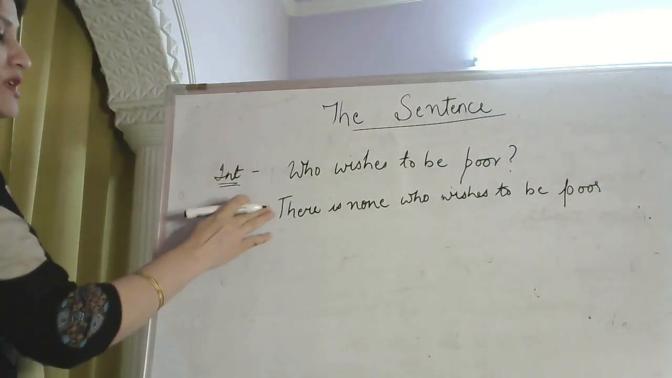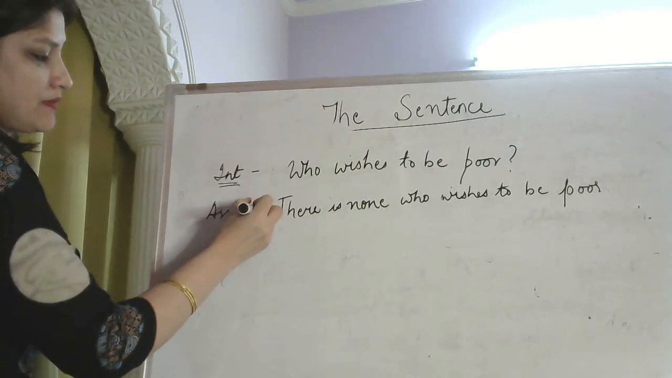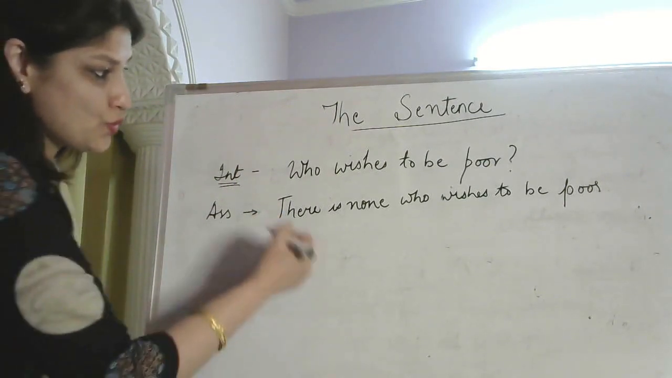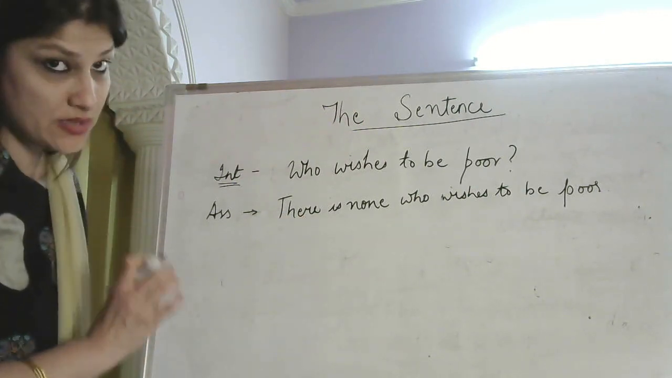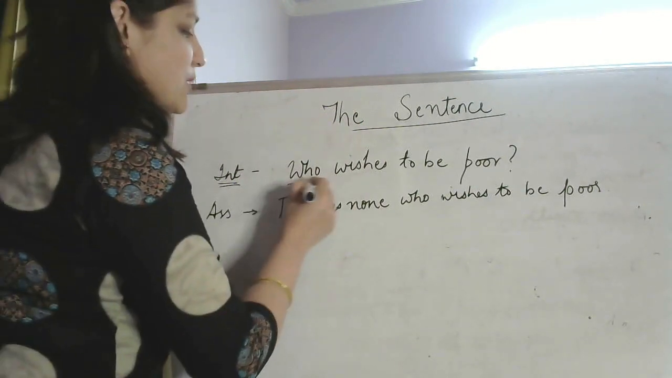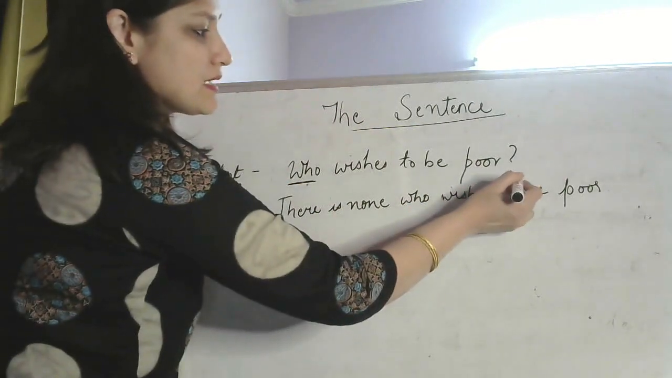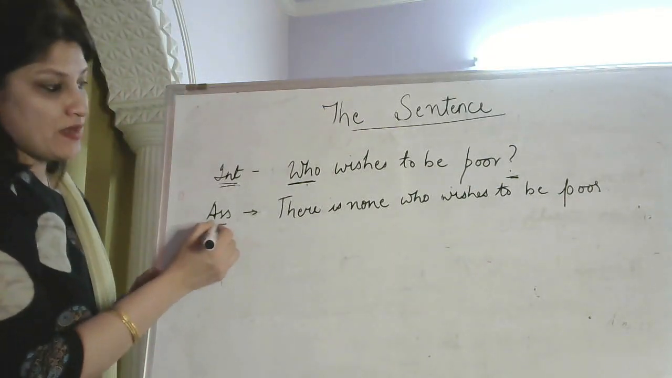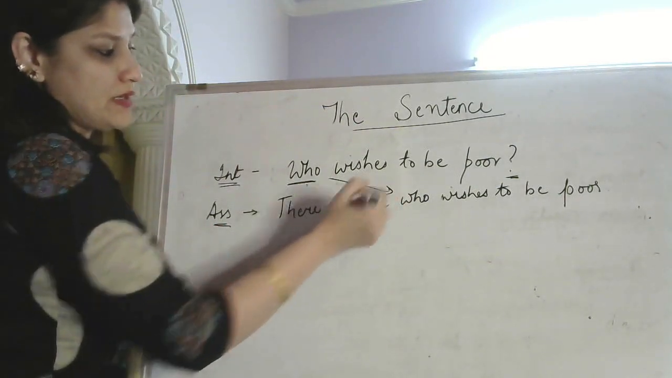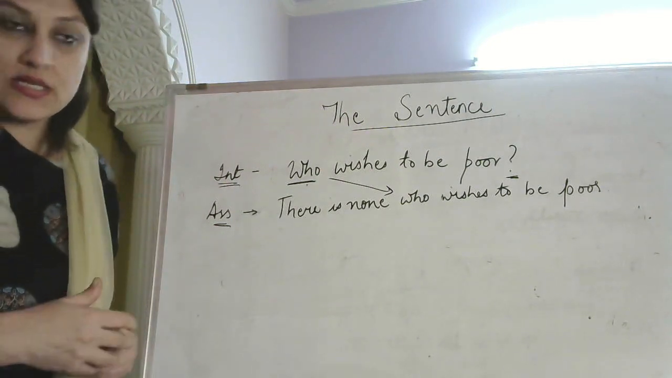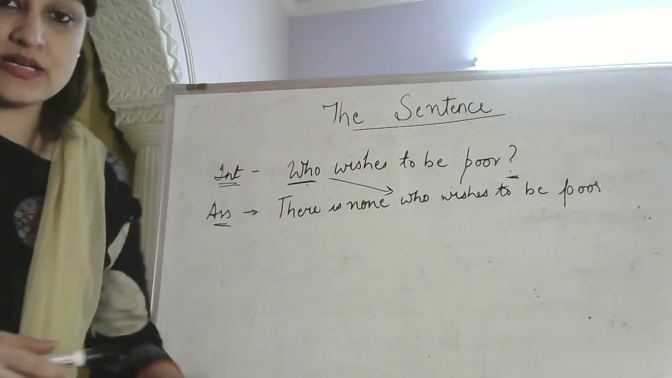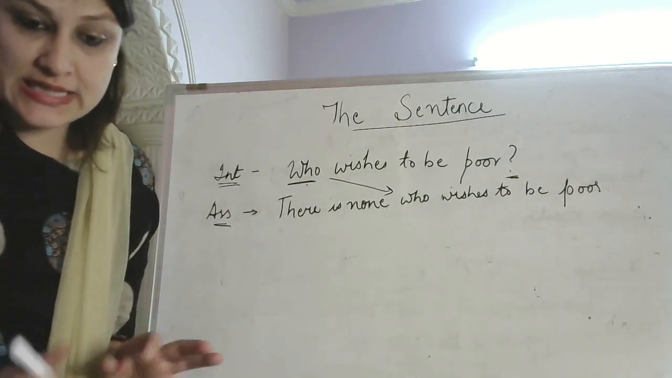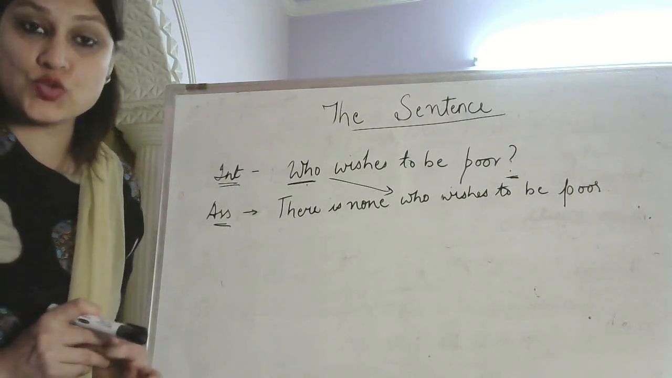Right, so this is how I've changed it to an assertive sentence. Assertive has got affirmative and negative, so don't worry about the negative in it. It is still an assertive sentence. So who wishes to be poor is a question again. You can see the question marks, and then this is the assertive form of it. So this is how you'll change it, or you can change it back again.